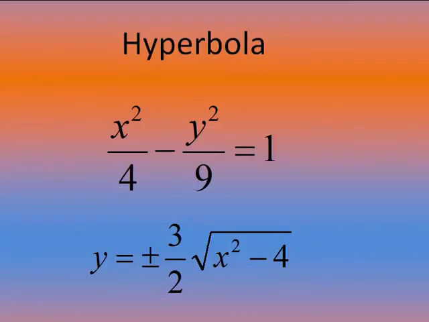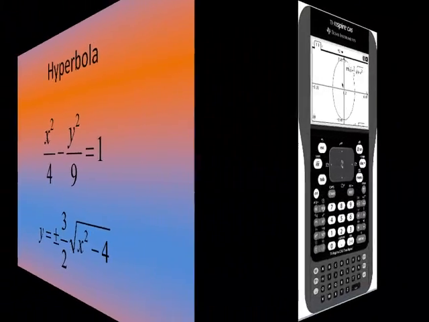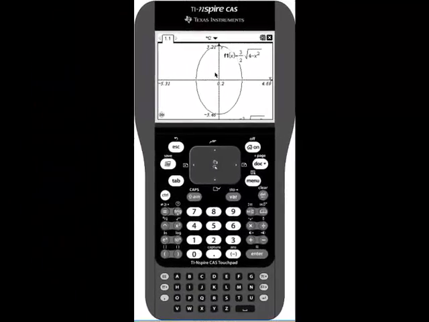In graphing the hyperbola, we will graph it in two parts. Since it's not a function, we will graph the upper half initially, which would be a positive 3/2 times the square root of x squared minus 4, and then we'll graph the lower half, which would be negative 3/2 times the square root of x squared minus 4. So now we'll graph the hyperbola.